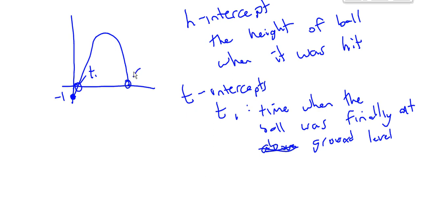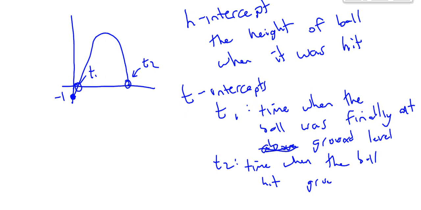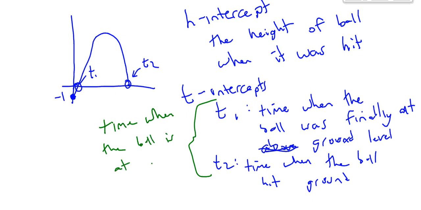And then the second intercept, T2, was the time when the ball hit the ground. Obviously I could have said both of those things at the same time if I said that the T intercepts are the times when the ball is at ground level.